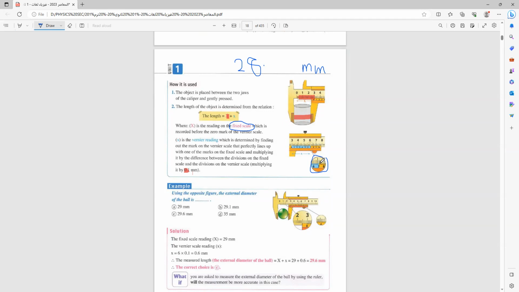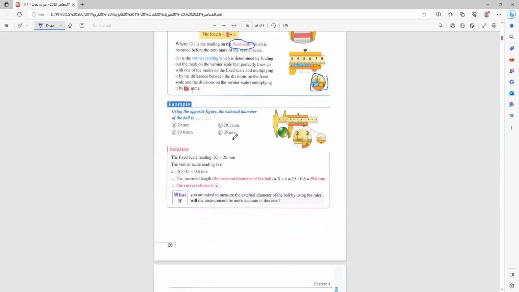The two most identical divisions are at 7. So it must be 28, for example, 28.7. Here we have an example.